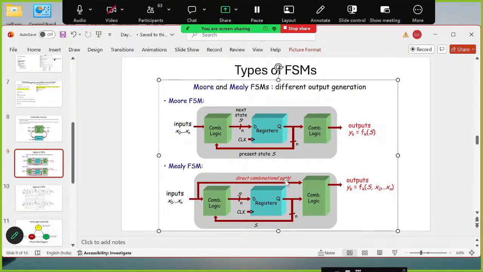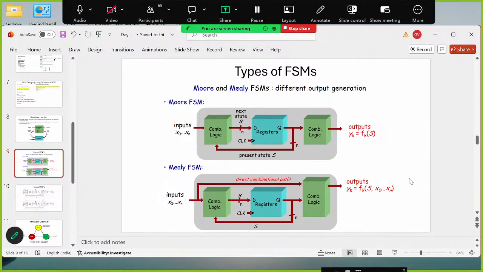Similarly, in the Mealy machine, the output depends upon the state of this register as well as the input at that instant of time. That is what we call a Mealy machine. Okay, have you understood the concept? Let us understand it by taking an example so that you can have some more understanding of what I am trying to say to you.